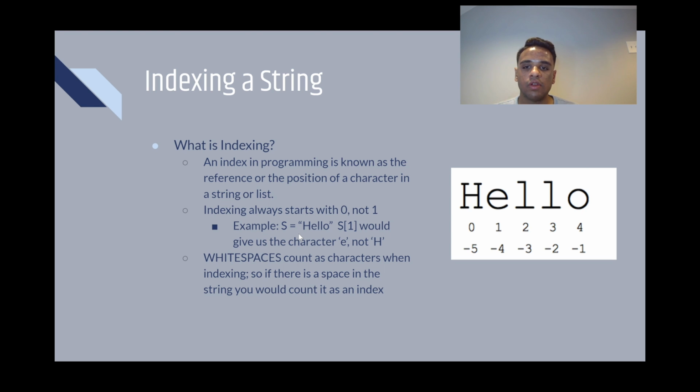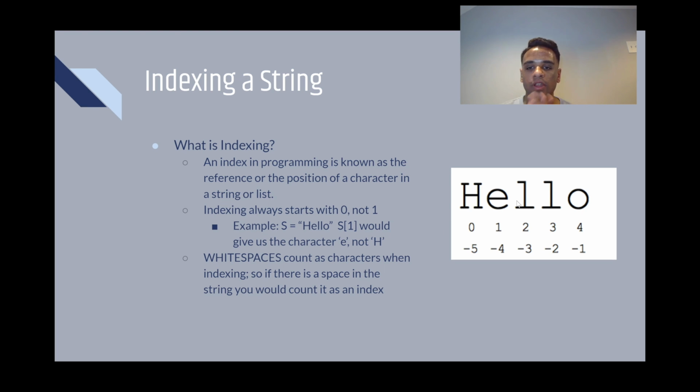For example, let's look at the example right here. So S is equal to hello. S[1] will give us the character E, not H, right? Because remember, indexes always start at 0, so H will actually be at index 0. So index 1 will actually be E, and that's what we'll get, E.